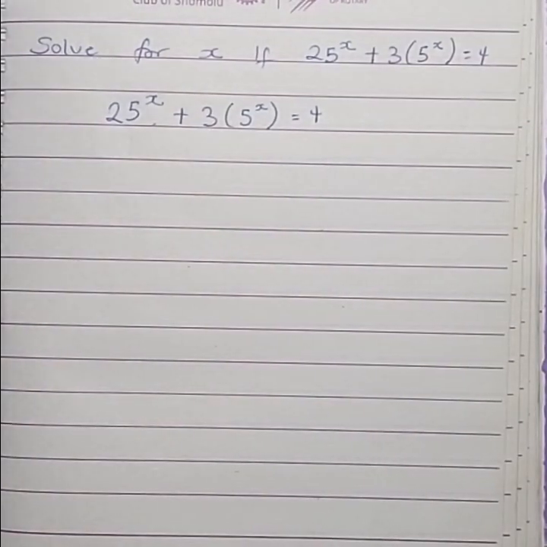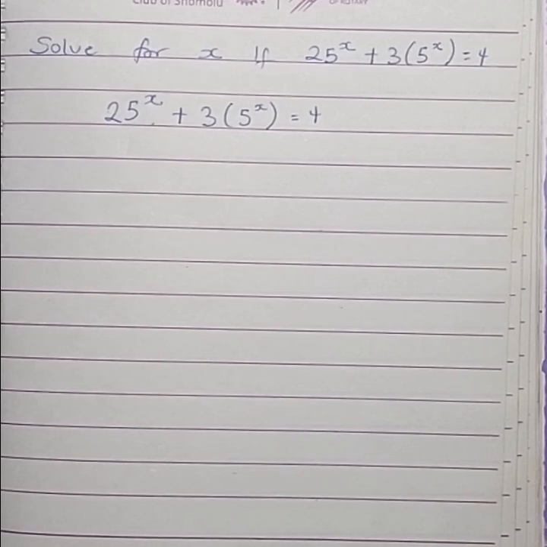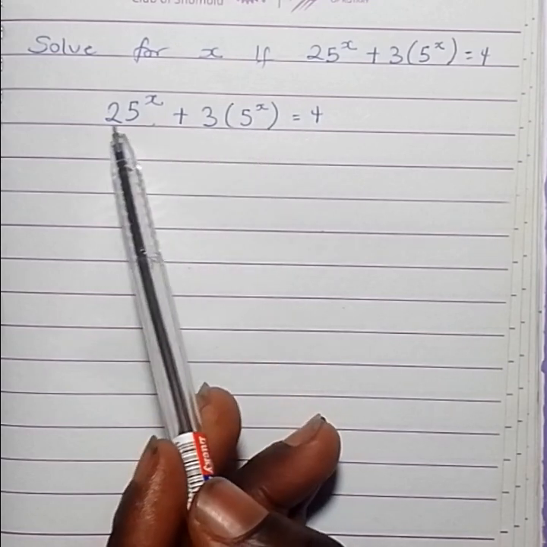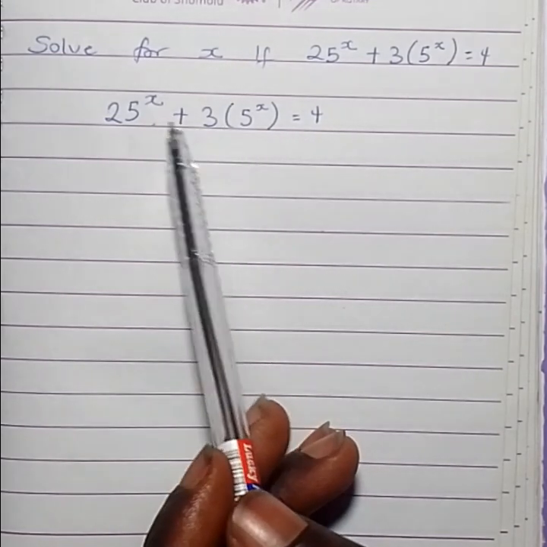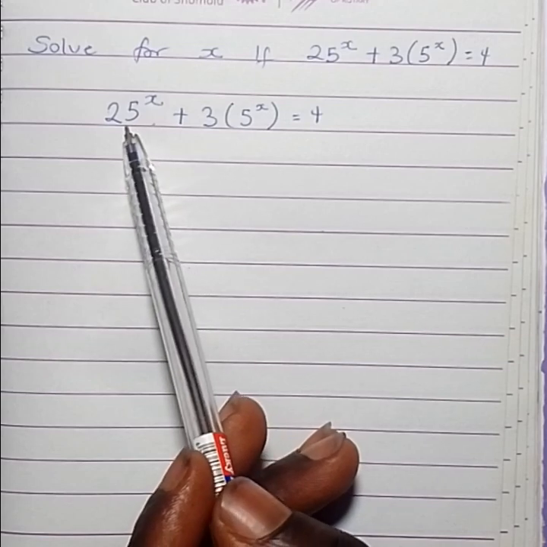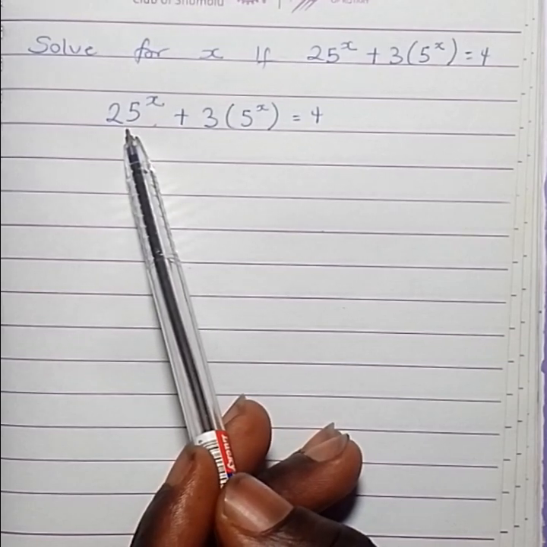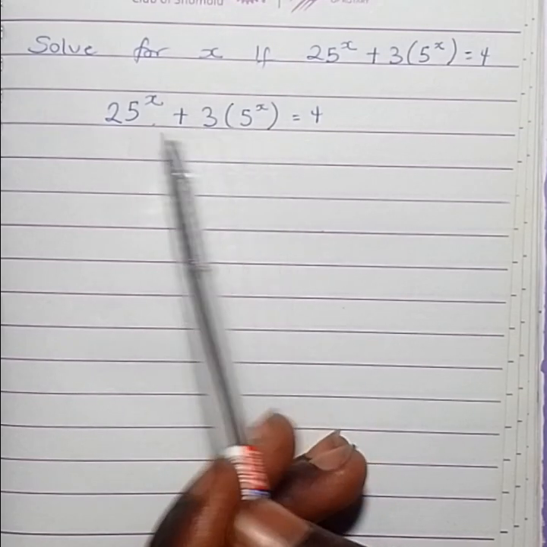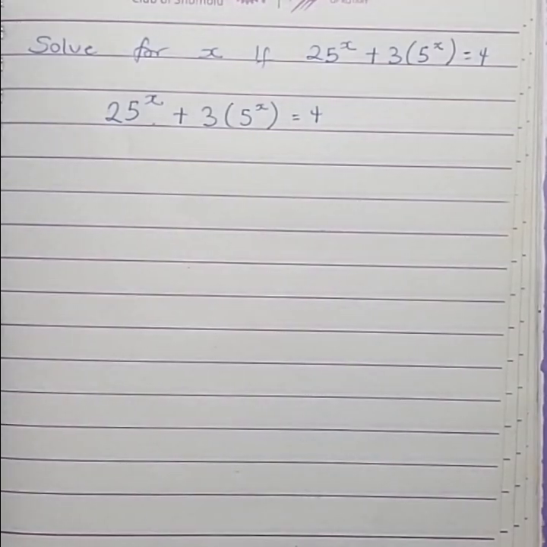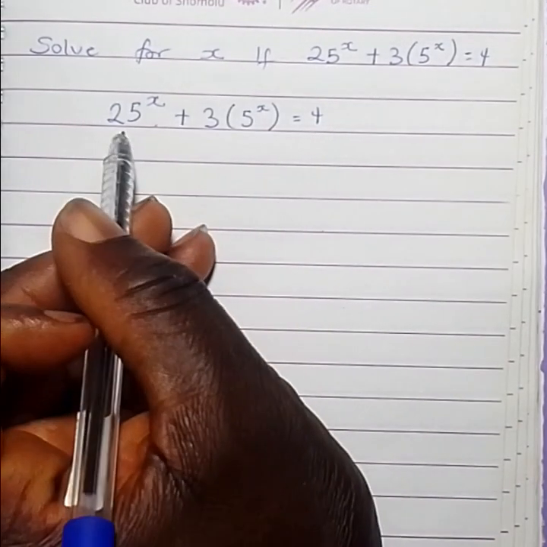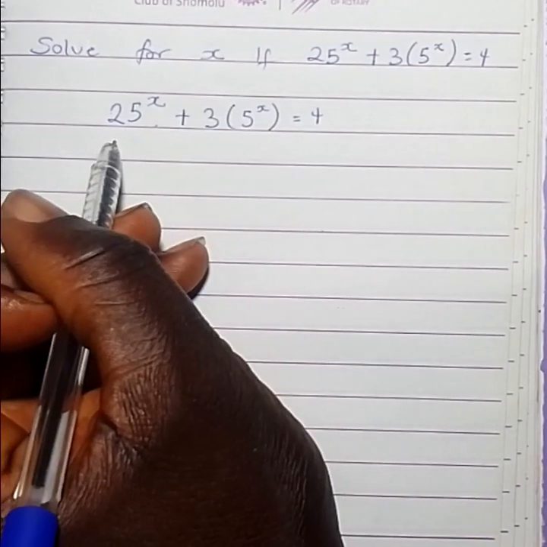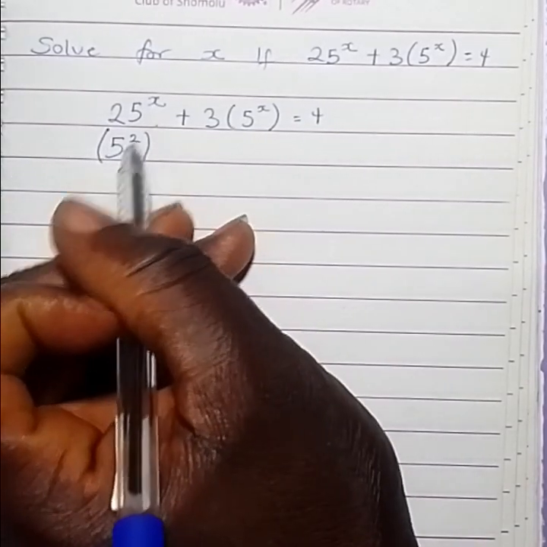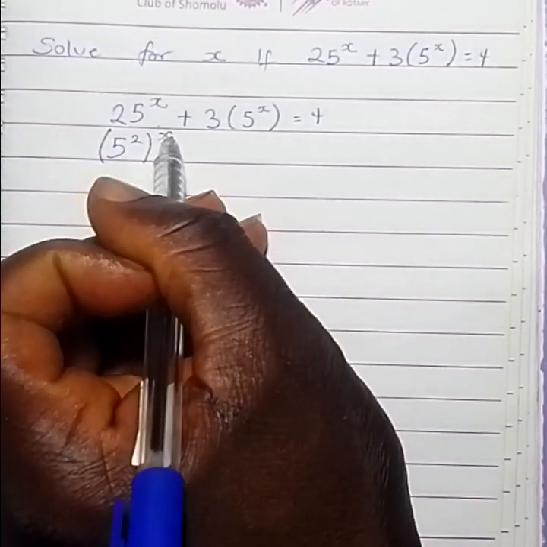So what we do in this case is, you would realize that we have 5 raised to power x here. We as well have 25 raised to power x here. Is there a way I can express 25 as 5? I just want to get something similar. So let us look at this. I can represent 25 as 5 square. This is just 25. Then we still have the x here.